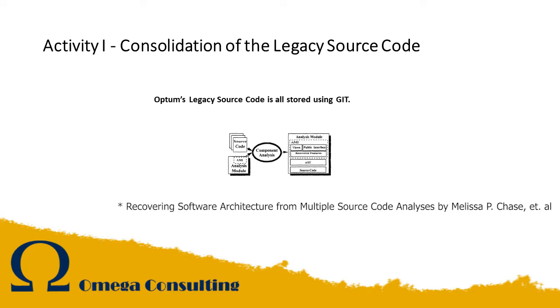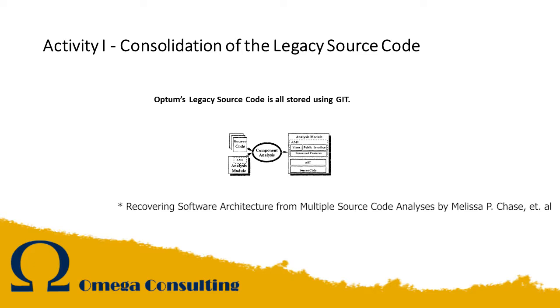So activity one is a consolidation of the legacy source code. Now Optum has all their source code in Git. This framework is very flexible. I don't want to say vague, it's flexible. It gives you a goal of what each activity or process is supposed to do and allows you to decide how you want to do it.